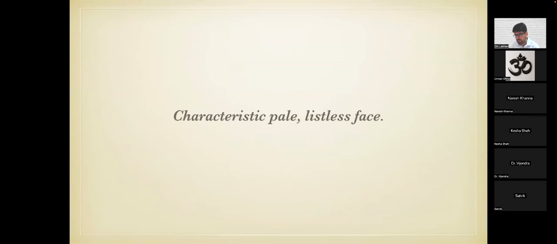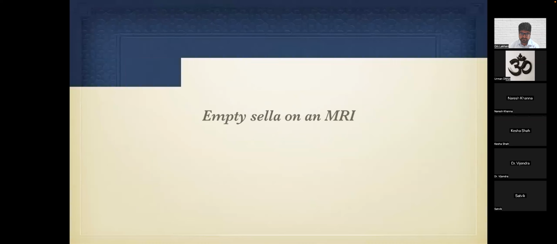I've shown the picture of this patient. These patients typically have a pale, listless face, a ghost-like face. If you've seen a patient with Sheehan, you'll not forget. This is a very typical classical clinical picture, a typical face of this patient. It's a ghost-like face, very typical of Sheehan syndrome. If you see this patient and suspect Sheehan's straight away, you will often have an empty sella on the MRI. So this is the second case, which was a secondary adrenal insufficiency.